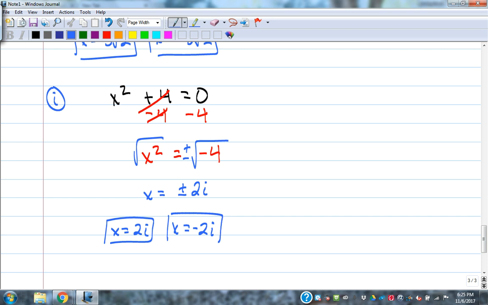If there's a negative under the square root, that's where the i comes from. A negative under the square root is where the i comes from. Square root of 4 is 2. The i is because it was a negative 4 that we took the square root of.